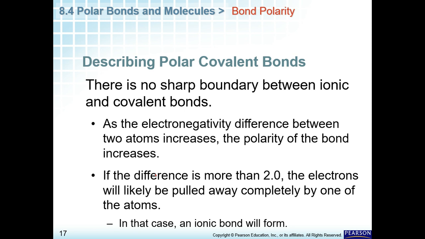So there is no sharp boundary between ionic and covalent bonds. If we look at this, as the electronegativity difference increases, the more polar that molecule is going to be, because one of those atoms is going to pull those electrons more strongly. If the difference is so extreme, or above 2, these electrons are going to be stripped and pulled away completely, and that's when we get our ionic bond. They are no longer sharing. One of them just steals it completely.